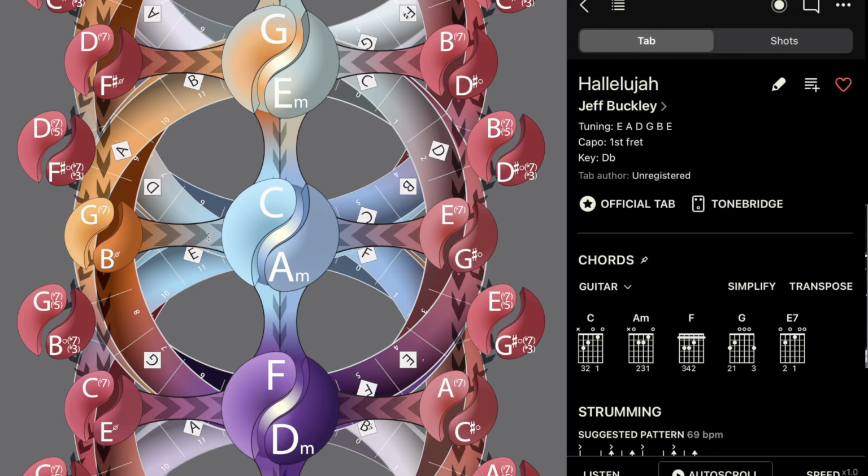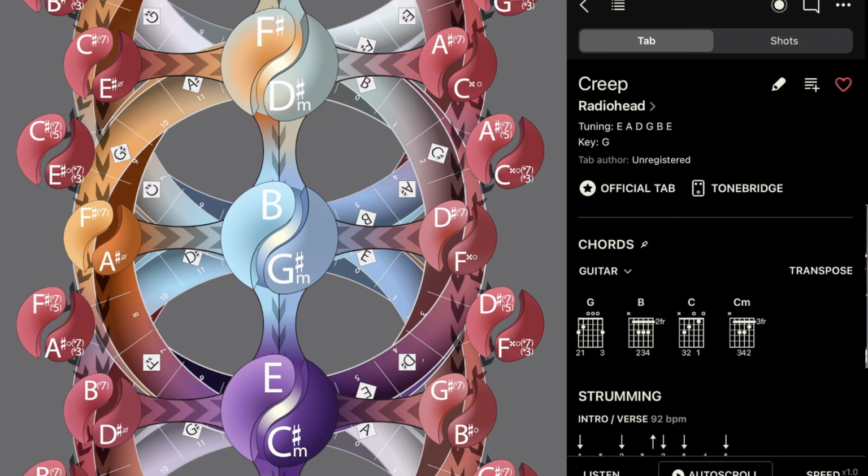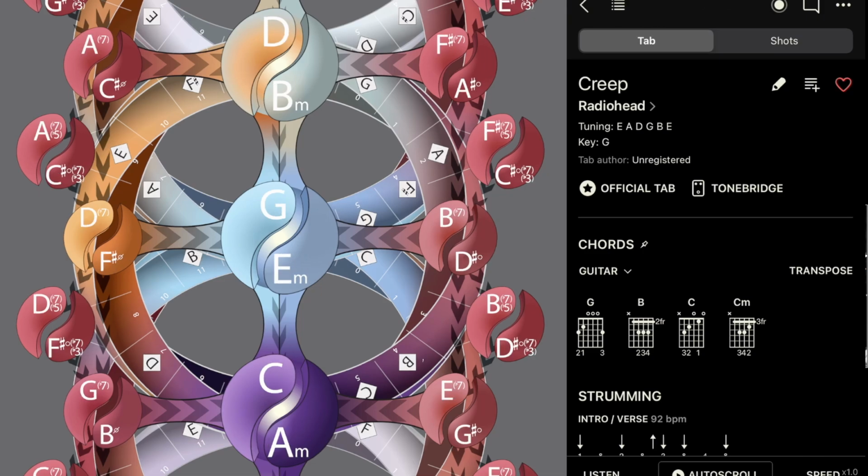Let's try another one. Radiohead. All right, we're in the key of G. Boom. So here we go, starting on G. And now a B major, same thing as B7. Okay, start there. Now my ear is definitely expecting to go back to E. So let's hear how that sounds.